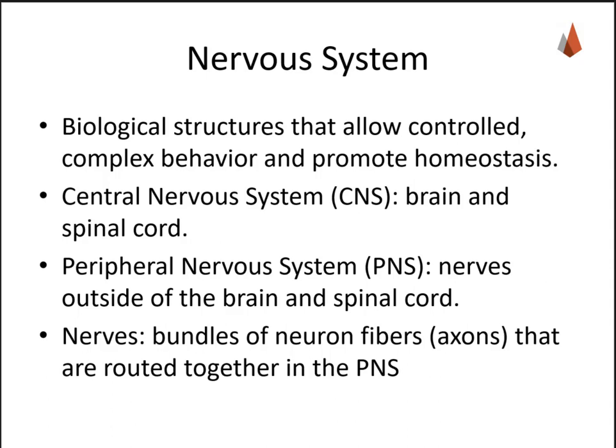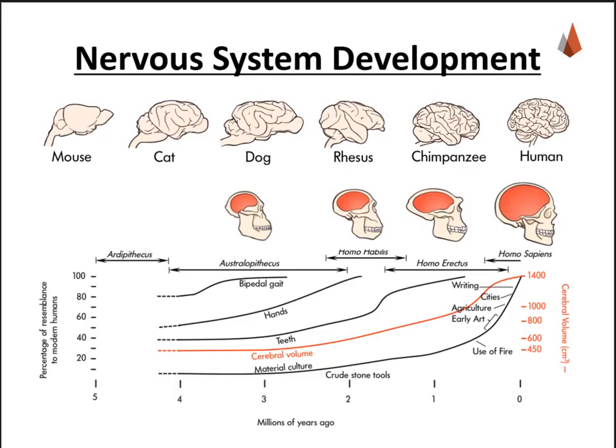So let's talk a little bit about how the nervous system develops. On the top here we have the central nervous system of various vertebrate animals. On the left-hand side we have a mouse, then a cat, a dog, a rhesus monkey, a chimpanzee, and finally a human. You can see that each brain looks very different from the other. The two closest resemblances are between the chimpanzee and the human, but even there we see a big difference. Part of that is just the volume of material, but it's more than that.